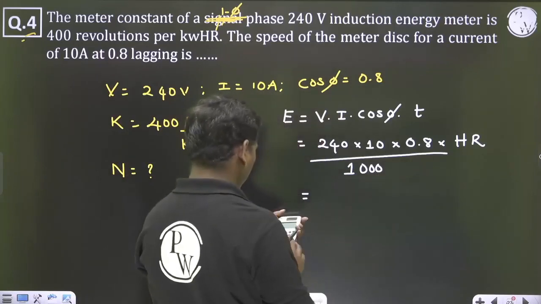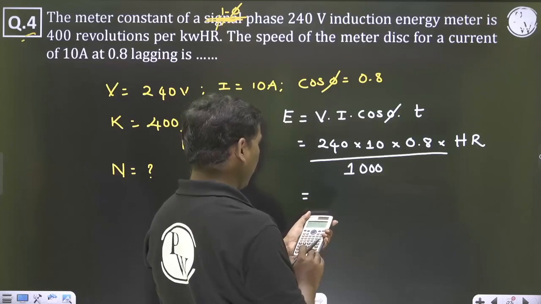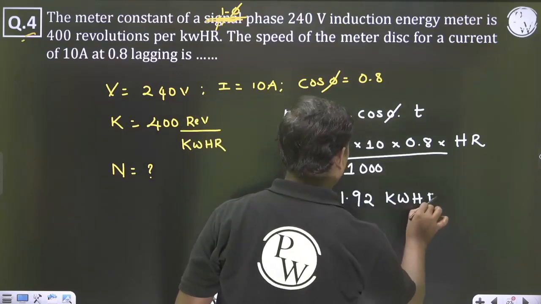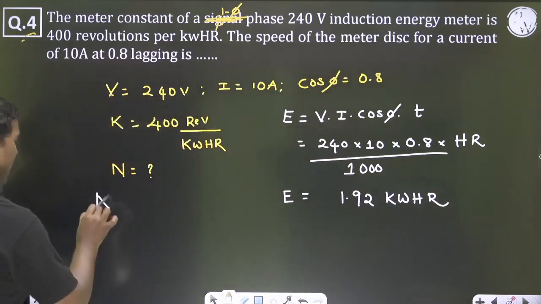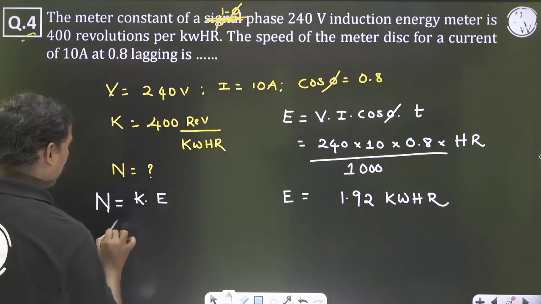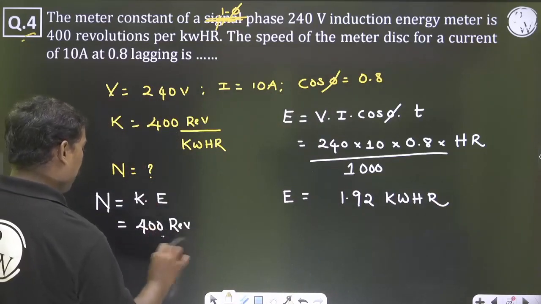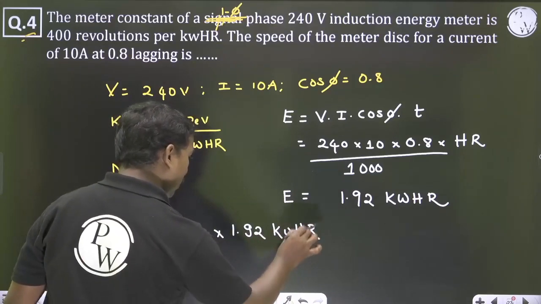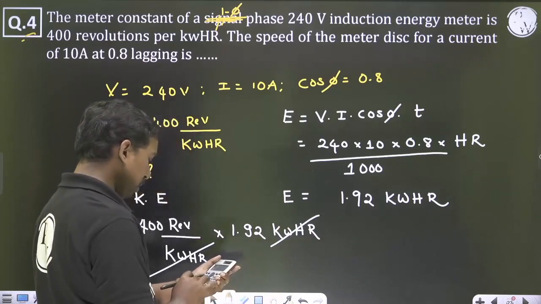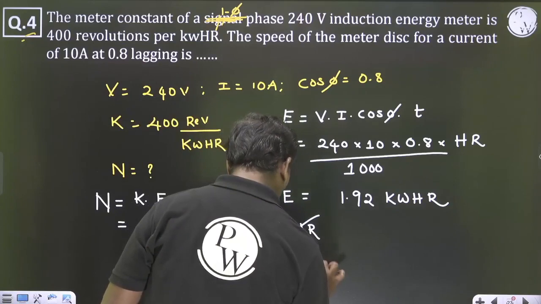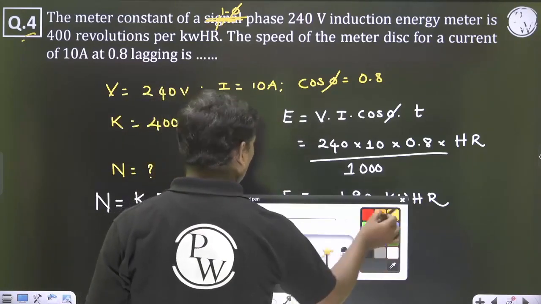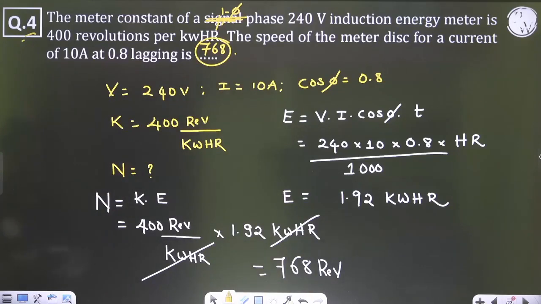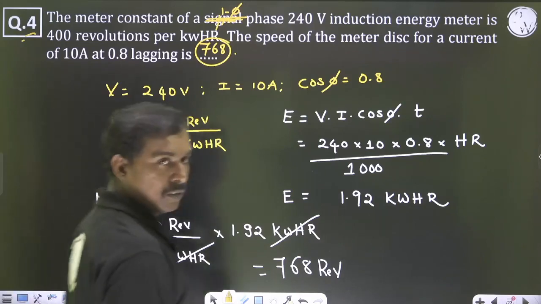So now if you simplify this, 240 into 10 into 0.8 divided by 1000, we are getting 1.92 kilowatt hour. So this is the energy. Now, N is the question asked. N is equal to K into E. So K is 400 revolutions per kilowatt hour, and this is 1.92 kilowatt hour. It cancels. 400 times 1.92, I am getting 768 revolutions. Yeah, 768 is the right answer.